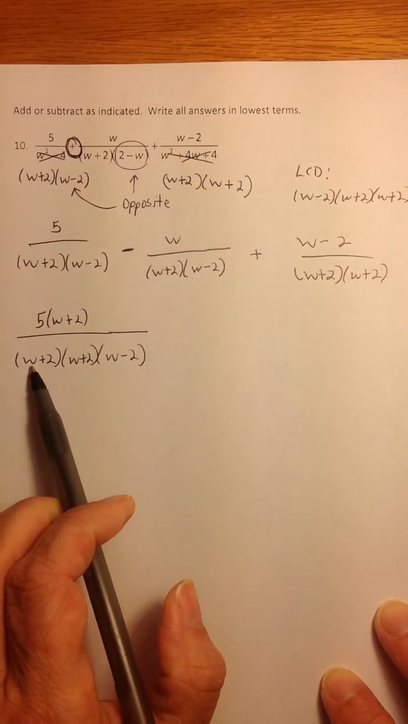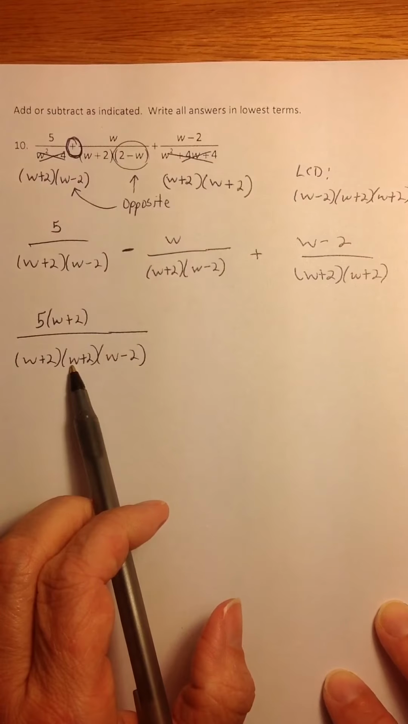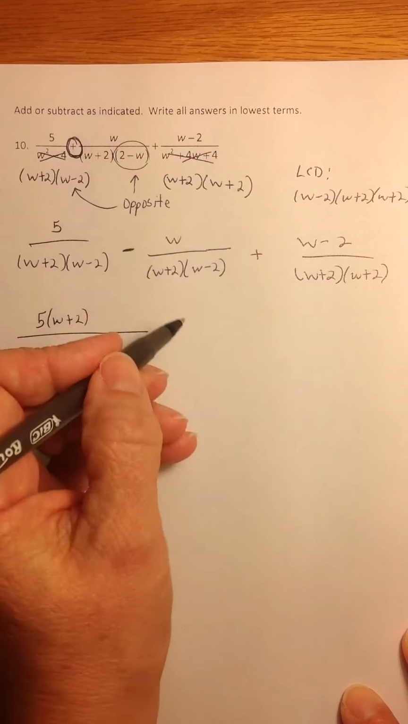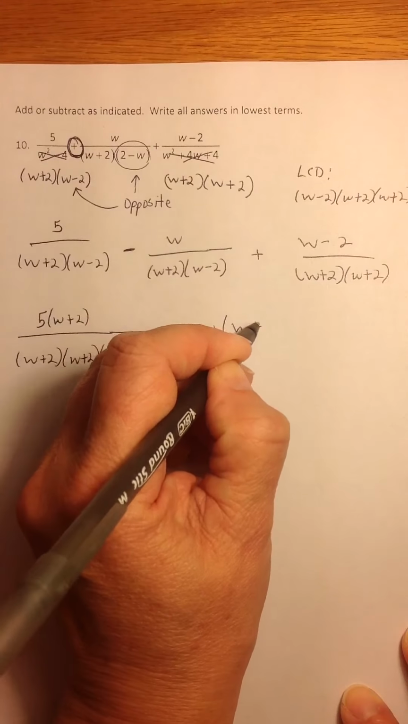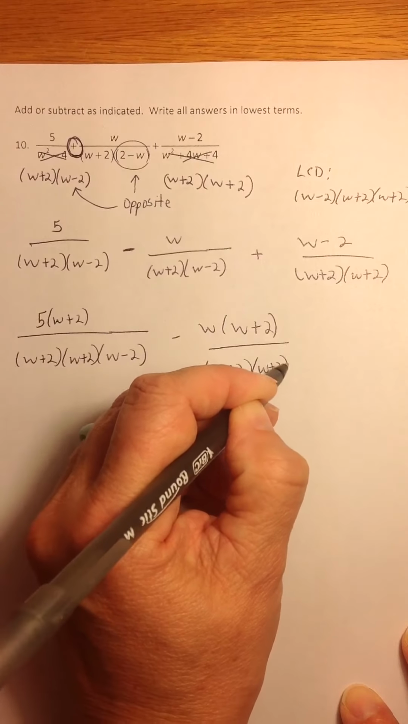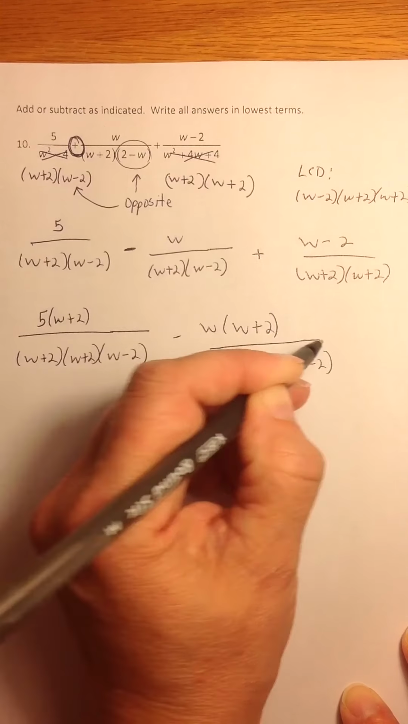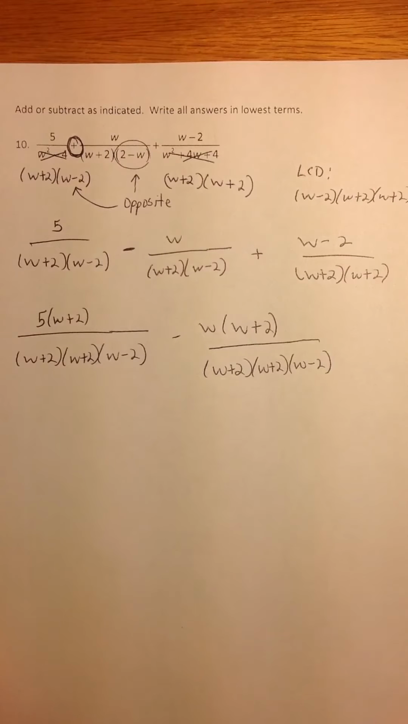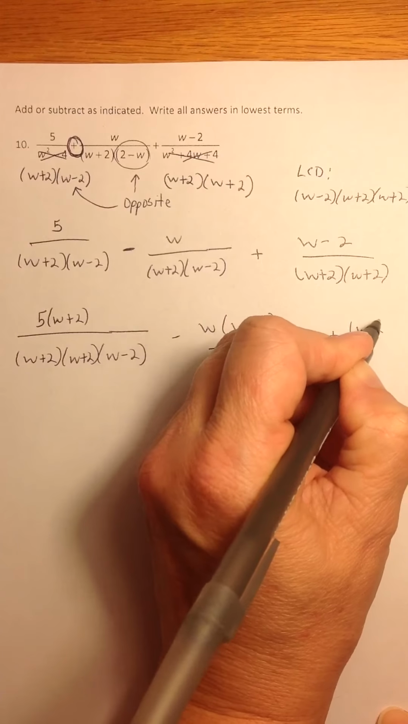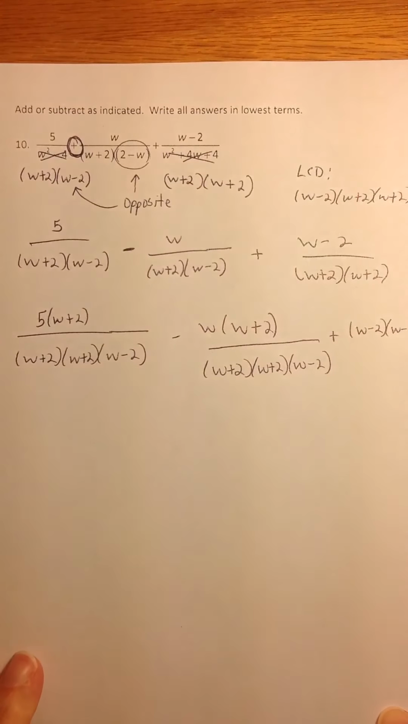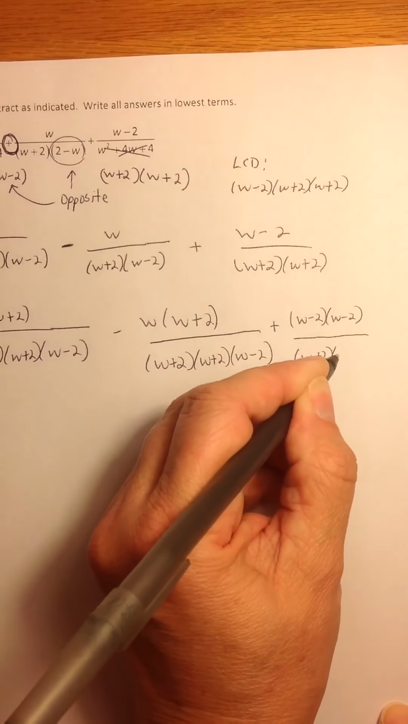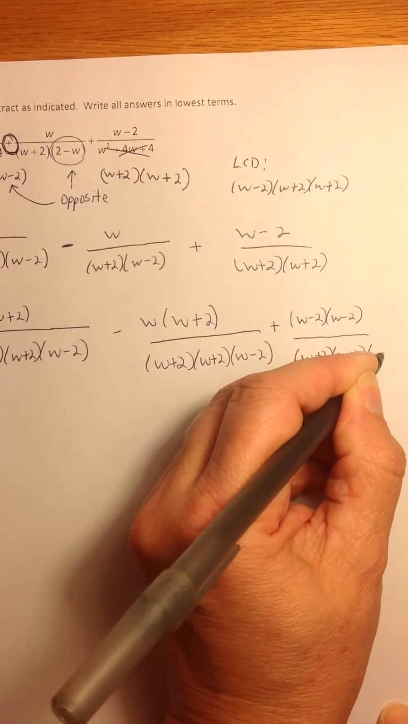You also could use a power here since this expression is written twice. You could write w plus 2 squared. This needs another w plus 2. Remember, if I put in the bottom, I put it in the top also. Plus, this needs a w minus 2 over w plus 2, w plus 2, w minus 2.